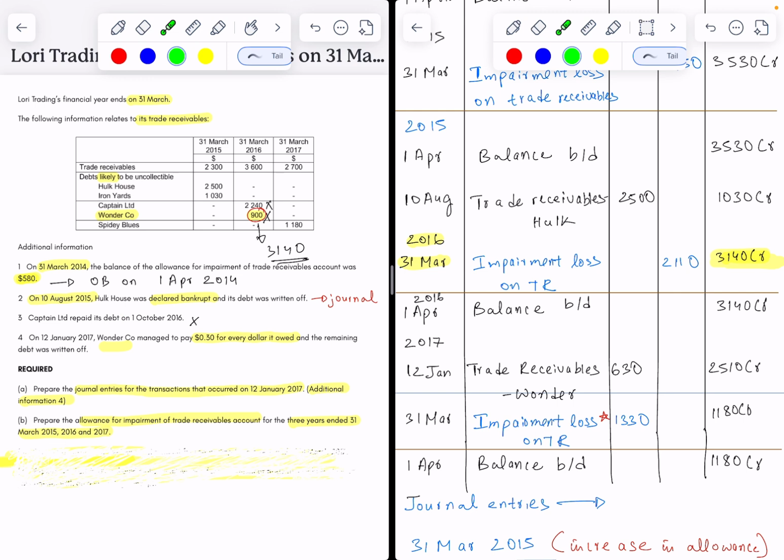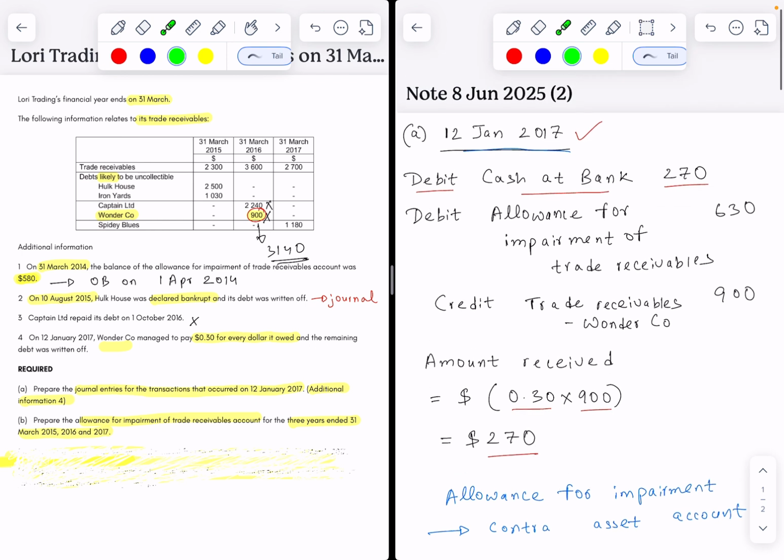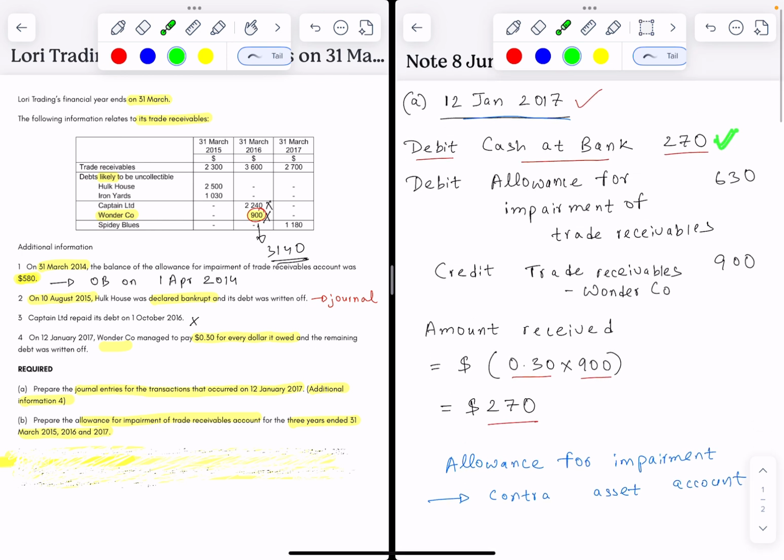Therefore, the next event that takes place is simply on 12 Jan 2017, when Wonder Corporation paid us 30% of what it used to owe us. Okay? So we understand that we have received $270 from Wonder Corporation, right?